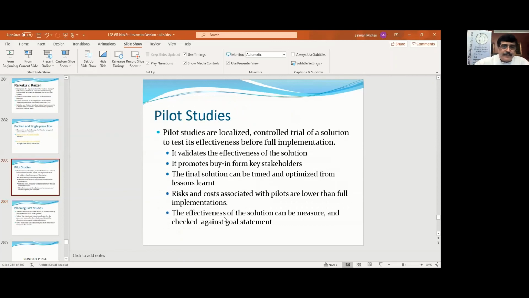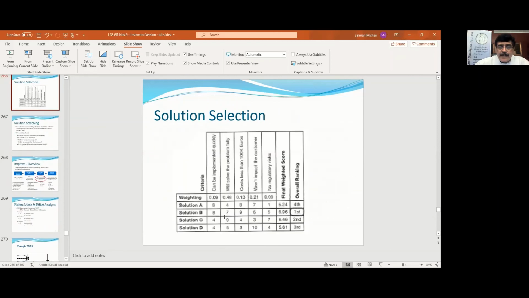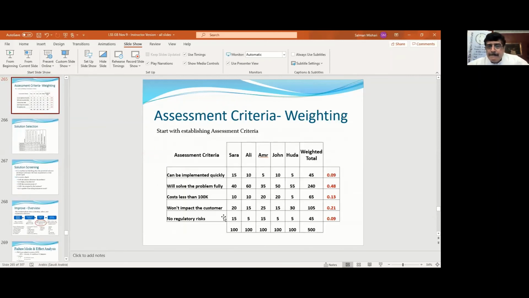When you, for example, this one? Yes. Actually, we set first the solution, then we put the criteria that measure or assess this solution to choose the best one. This is what we do here in the assessment criteria. Like here, this question, can they implement it quickly? Actually, this is a criterion to assess this solution, right? Solution A and B and C. Exactly, exactly. But you want to put the criteria first.